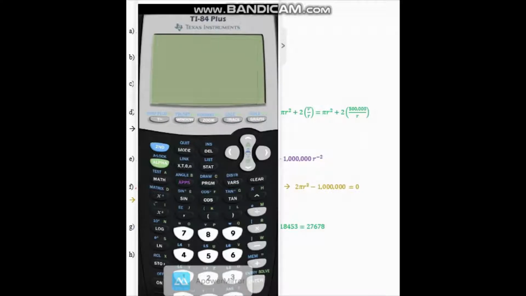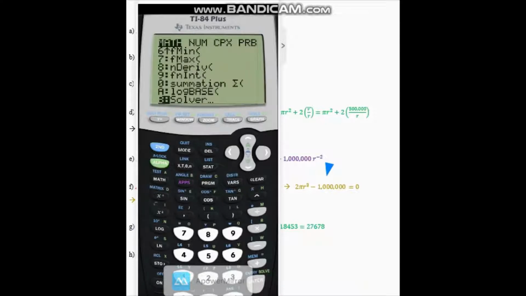I am now attempting to solve this equation in gold right there. I shall type it onto the calculator. First, I shall press on math. I shall press up and then choose solver, and I shall type down my equation.